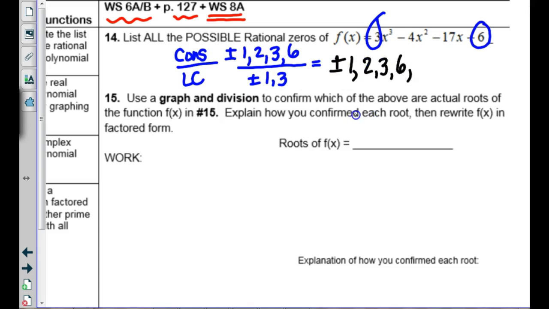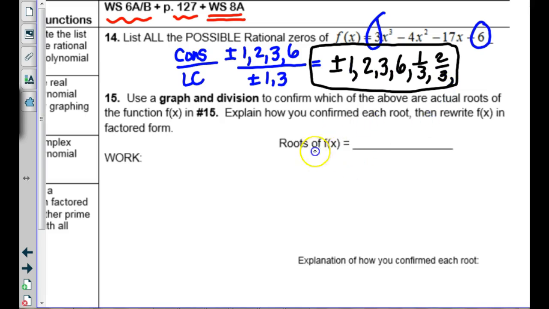What else am I missing? Yep, 1 over 3, 2 over 3, 3 over 3 is 1. I don't need to list it again. And 6 over 3 is 2. I don't need to list it again. Okay? And that is 1, 2, 3, 4, 5, 6 numbers. It's actually 12, right? Because they're all positive or negative.